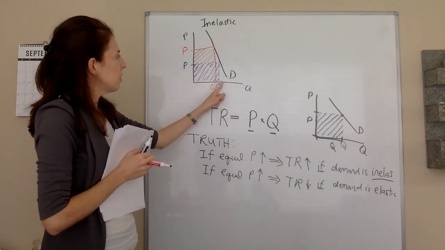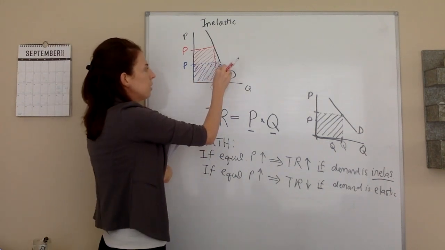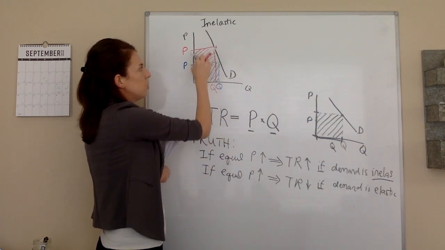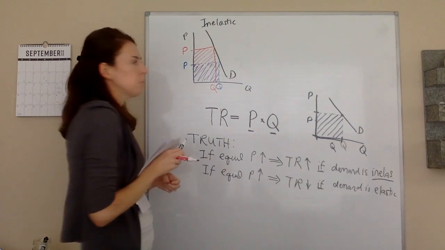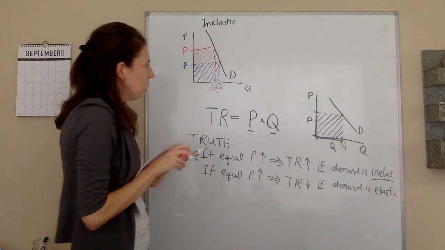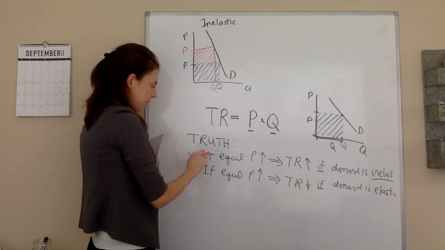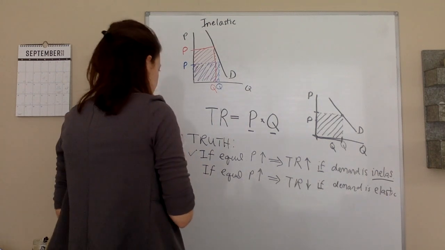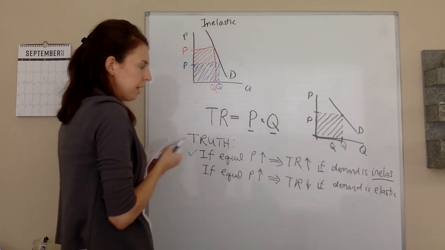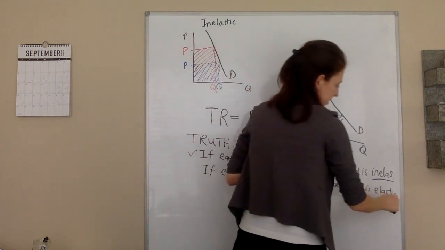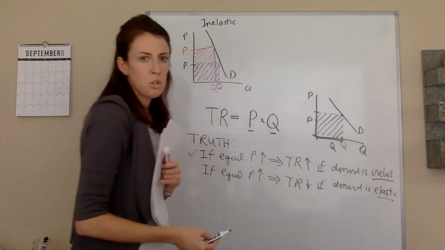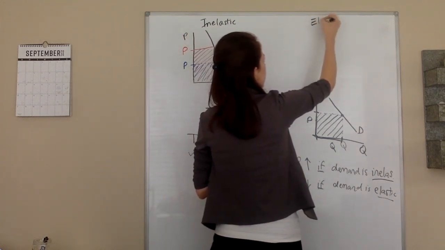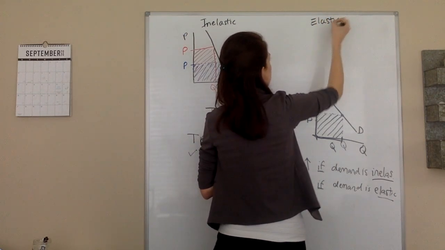So in other words, the little area that you gave up over here is more than offset by the area you gained up here in the new red space that's shaded. Okay, so we've verified that. So now let's look at truth number two. Truth number two says, if you have a demand that's elastic, then if you raise the price, the total revenue should fall. Okay, so now let's draw an elastic demand.